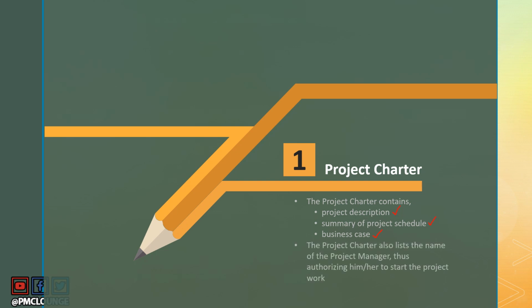The project charter is also going to list the name of the project manager. So if you are the project manager, your name will appear in the charter, and you now have the authority to start the project work. Nobody can tell you why you are asking them for their time, for their resources, team resources, or physical resources, because you now have the authority to work on the project. You are named in the project charter.